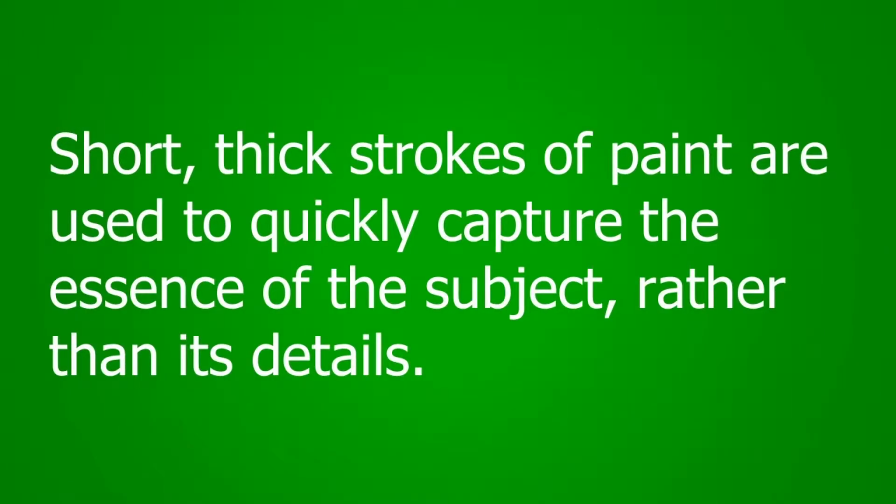So first, they use what are known as short, thick strokes when they were painting. So short, thick strokes of paint are used to quickly capture the essence of the subject rather than its details. So think of today when we use a camera. When we use a camera, we take the camera and we identify the object that we want to photograph, and we focus the lens.